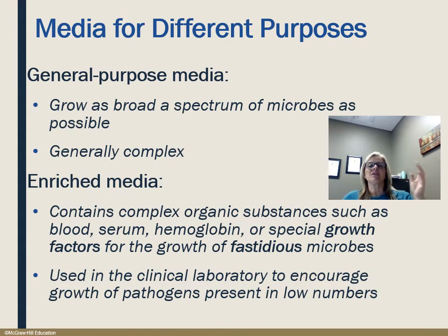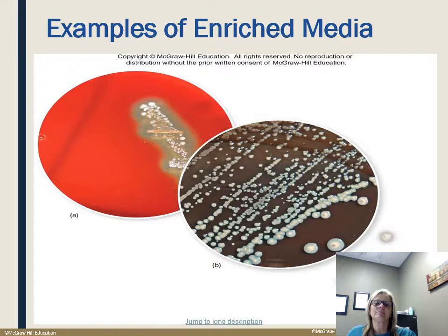Enriched media, however, is going to have extras like blood. So these are going to be a little more high maintenance microbes here. They need hemoglobin or special growth factors, like vitamins and special amino acids that certain bacteria need in order to grow. Bacteria that are high maintenance and need these special items to grow are what we call fastidious. We can also use this in the clinical lab in order to grow pathogens that are present only in very small numbers. So here's an example of 2 different types of enriched media.